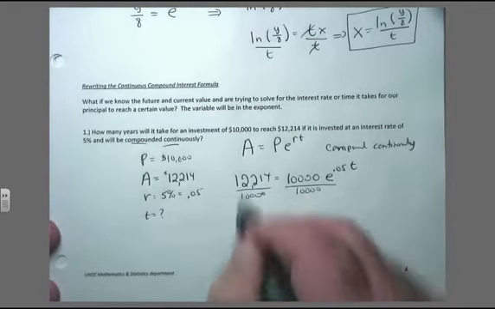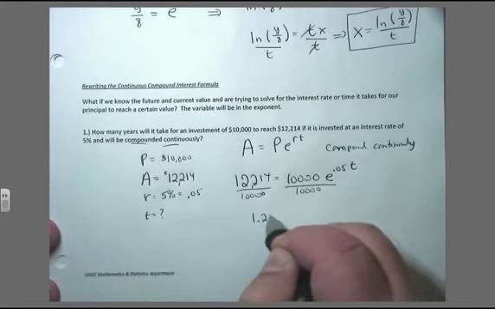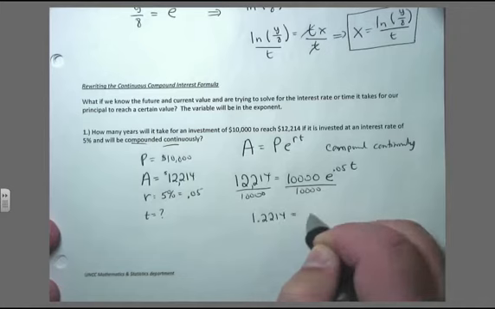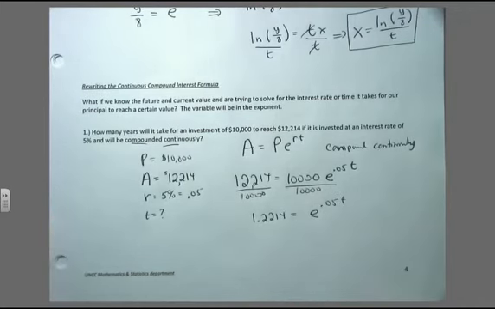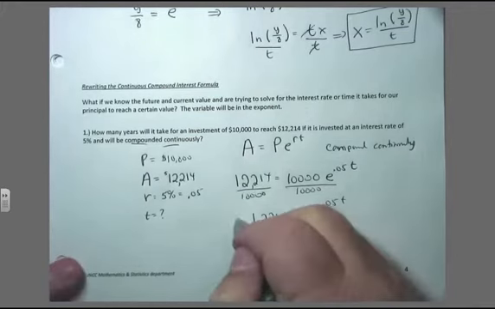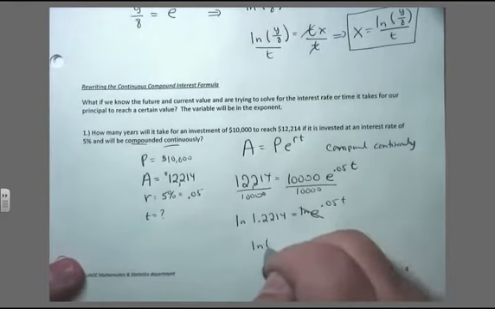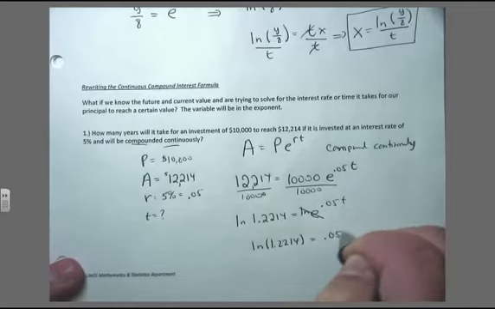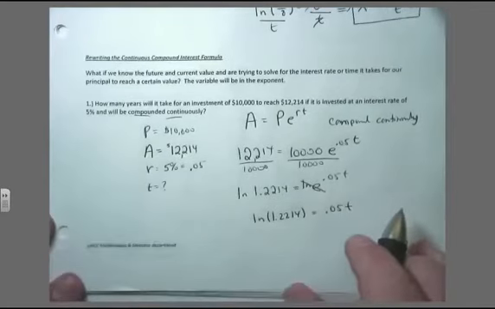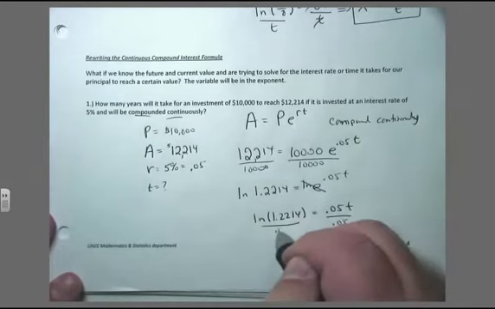When I divide by 10,000, 12,214 divided by 10,000 is 1.2214 equals e to the 0.05t. What's your next move? To get rid of the e and bring down that exponent, take the natural log of both sides. The natural log and e cancel. So I'm left with the natural log of 1.2214 equals 0.05t. And what's your last move to solve for t? Divide both sides by 0.05.